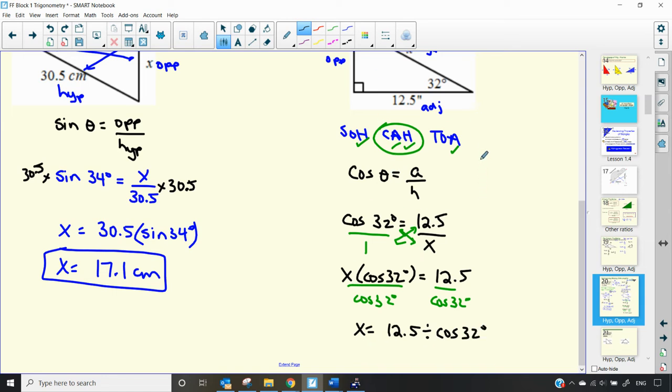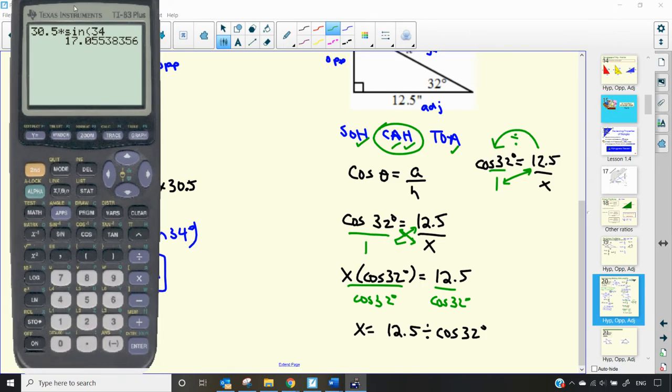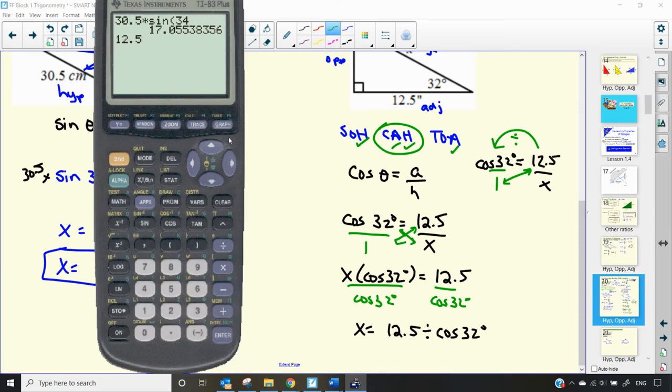Now, if I've got cos 32 equals 12.5 over x, what you'll hopefully start to see as a pattern is if my number is on the bottom, like in that last example, I'm going to just cross multiply 30.5 times sine 34. Over here, I am doing the same thing. I'm cross multiplying and dividing. So I'm going to go 1 times 12.5, which is just 12.5, divided by cos 32. So if the number's on the top, it's just going to be 12.5 divided by cos 32. So on my calculator, I'm going to take 12.5 and divide by cos of 32.